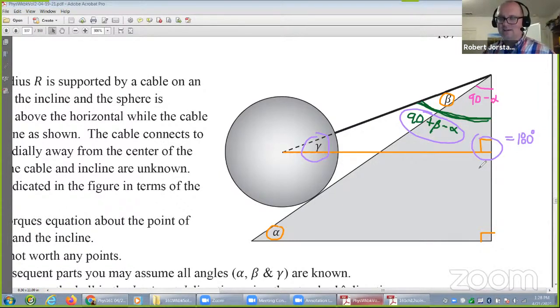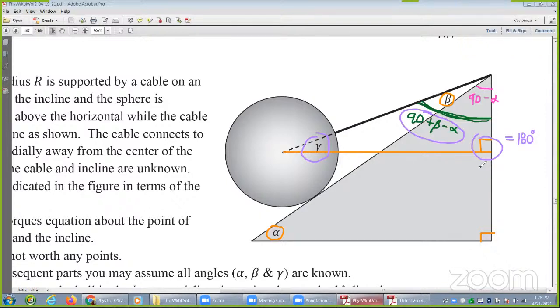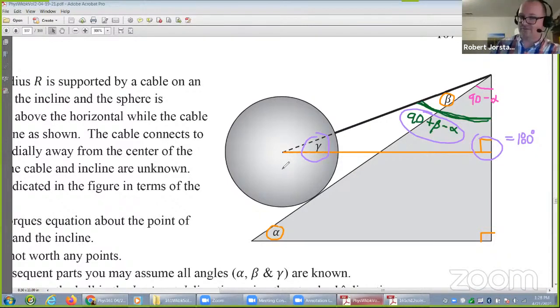I'm not trying to kill you here. It's just that geometry is a big part of these problems. Can you guys follow that logic? I'm interested to know why torque doesn't apply. You could use torque, but you don't have to. That's the deal in this one.